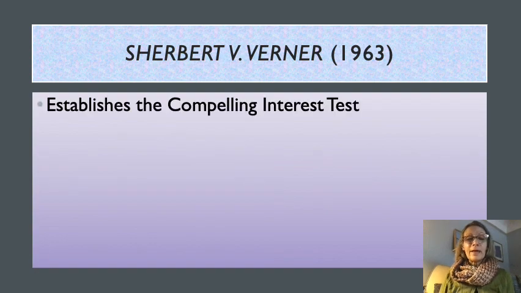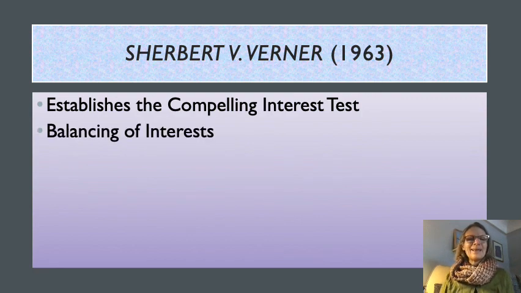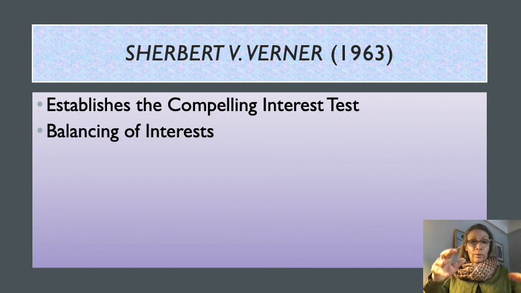Herbert v. Werner is an important case because it establishes the compelling interest test. It also introduces the idea of balancing of interests. And you're going to see this referenced when we read the Smith case. Balancing of interests is sort of like you look at the interests of the state, and then you look at the burden placed on the individual, okay?